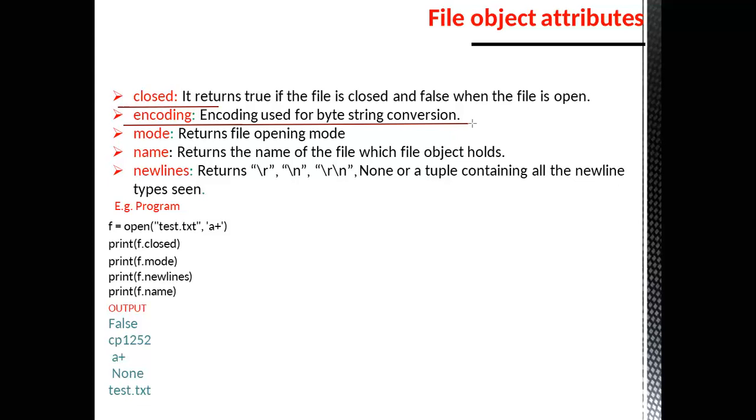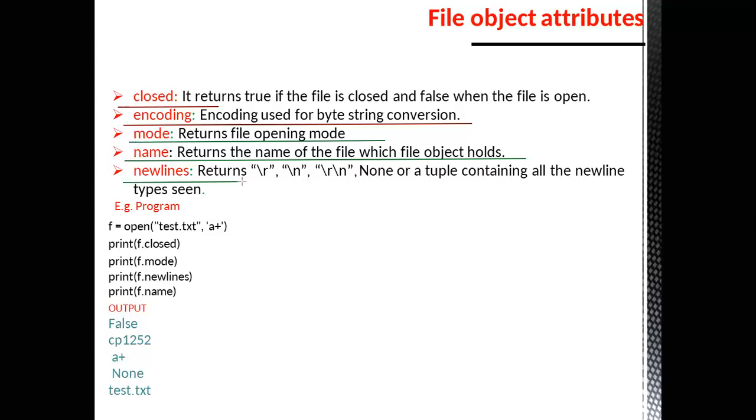The next one is mode. This returns the opening mode of a file. We already discussed there are different types of mode in the open function, either append, read, write, a plus, r plus. These are the different modes. Then it will return the mode of the file. The next one is name. Because these are feature attributes of a file, obviously the name attribute will return the name of the file.